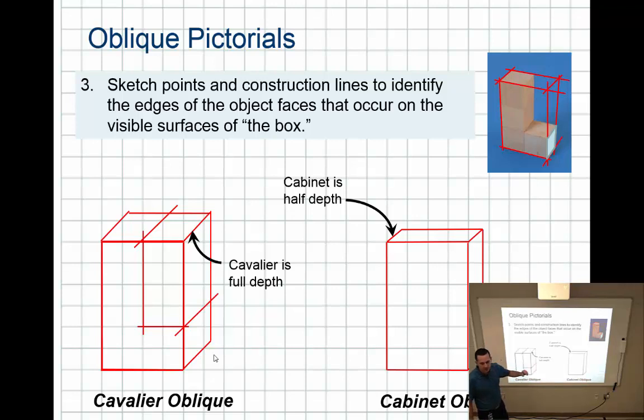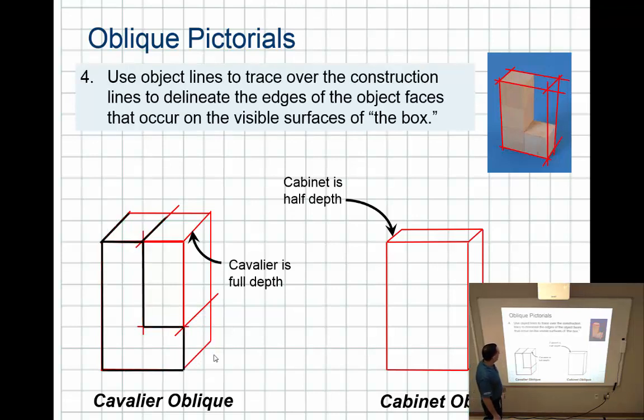All of these, again, are construction lines, very light lines because they're not part of the final drawing. From here, I'm going to use object lines. Object lines are the darker lines, the finished edge or the finished drawing line, and darken in those surfaces that are part of the final drawing.